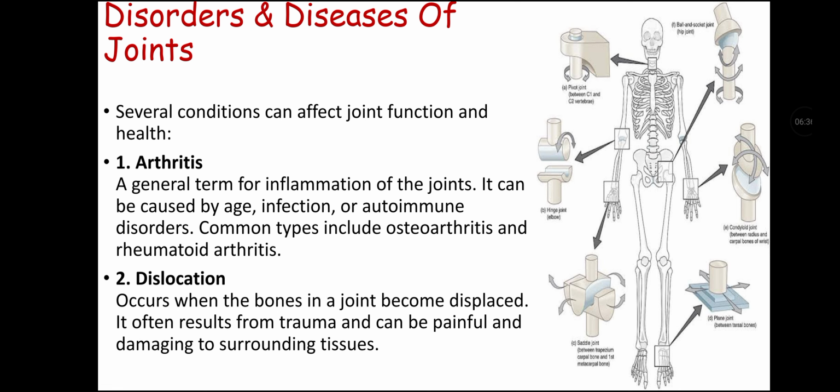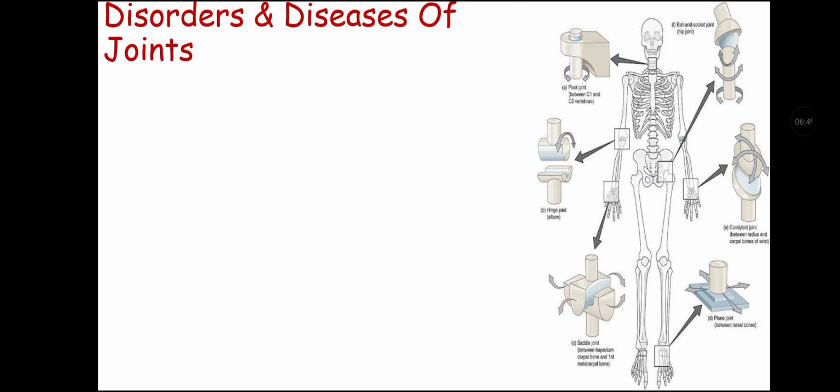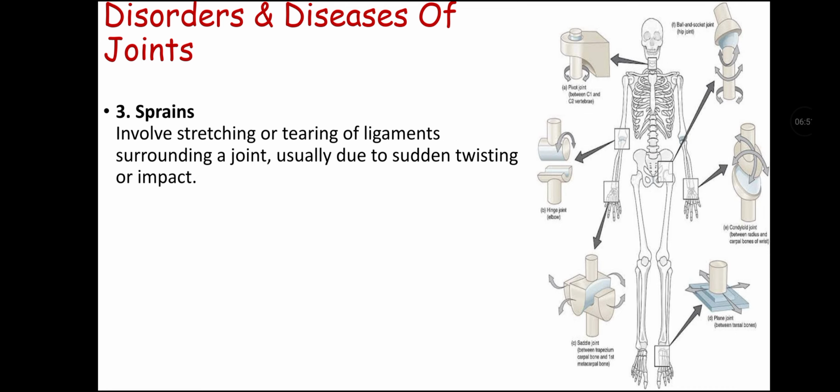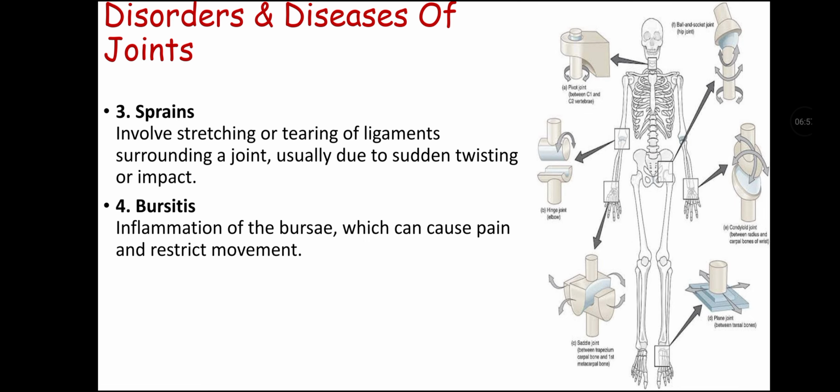Second disorder or disease of joints is dislocation, that occurs when the bone in the joints becomes displaced. It often results from trauma and can be painful and damaging to surrounding tissue. Next, in disorders we have sprains, that involve stretching or tearing of ligaments surrounding a joint. It is usually due to sudden twisting or impact.